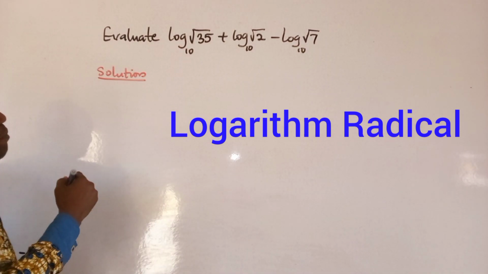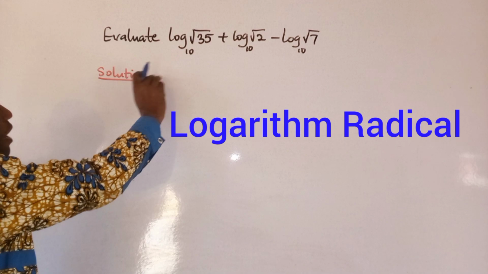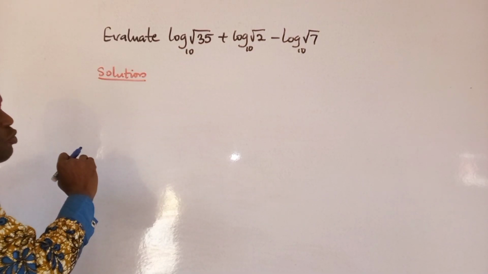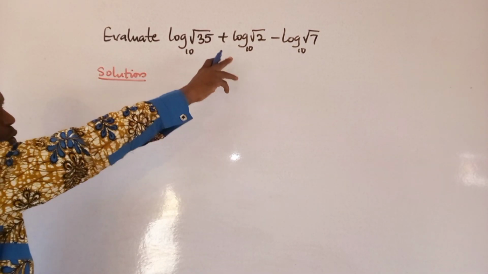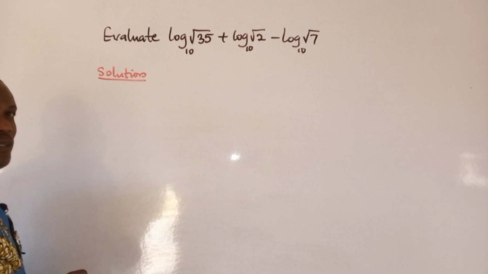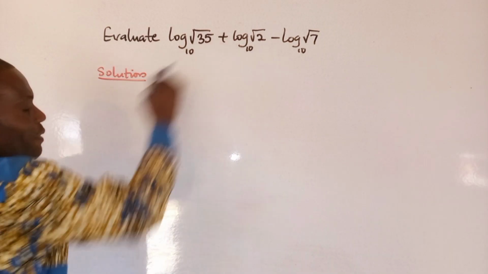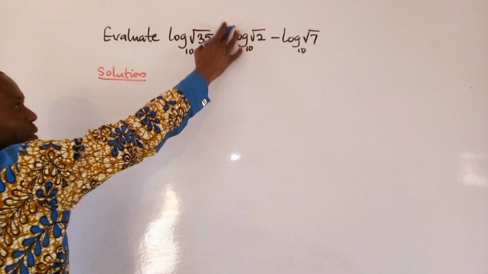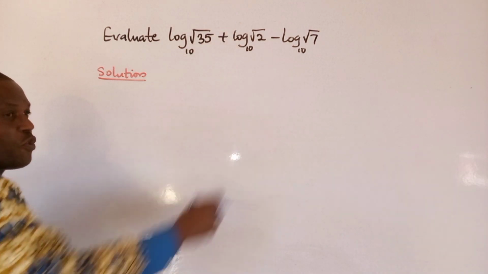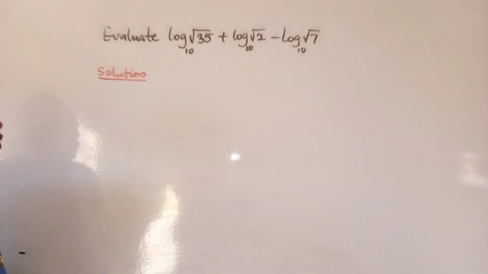Now let's solve this logarithm problem. We have to evaluate log square root of 35 base 10 plus log square root of 2 base 10 minus log 7 square root of 7 base 10. Here the law of logarithm says that if it's positive, you multiply. If it is negative, you divide.